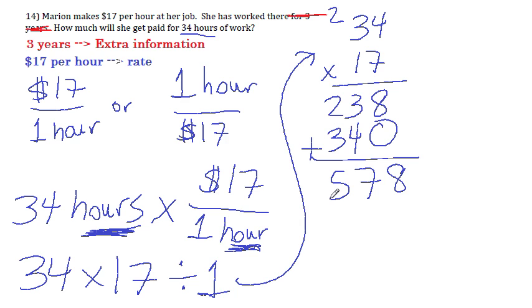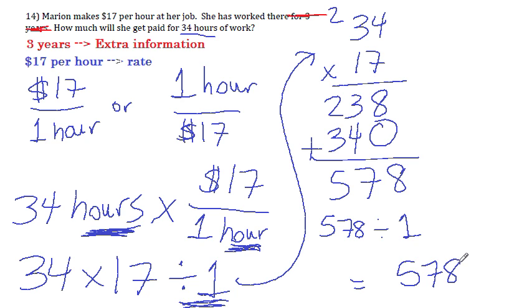Now remember, I still have to divide by 1. So 578 divided by 1, that's very easy to do. I just get 578. Nothing changes when I divide by 1. So that would be my answer. The units on that would be dollars. So Marion makes $578 for 34 hours of work.